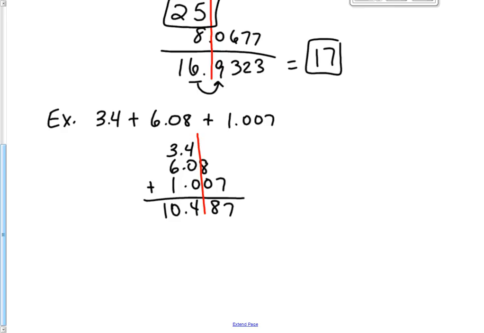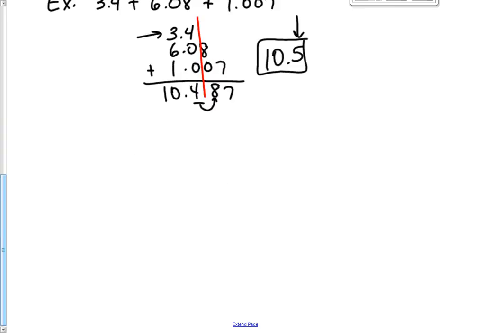And then wherever your line is, that's where you're going to round. So you're going to round the 4, and you're going to look to the 8. Using our rounding rules, we end up with 10.5. Okay, so the measurement with the fewest number of decimal places is 3.4. Okay, it has 1 decimal place, and our answer has 1 decimal place. All right, subtracting is no different.